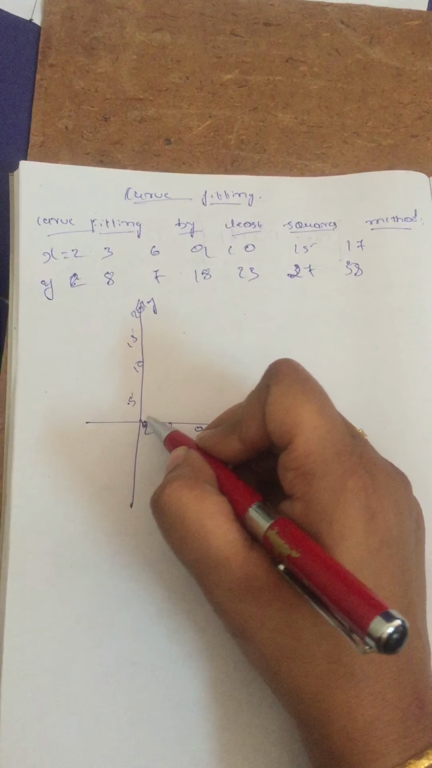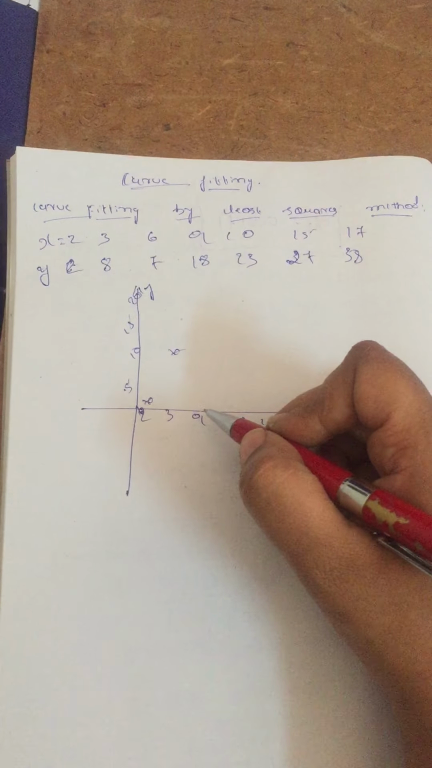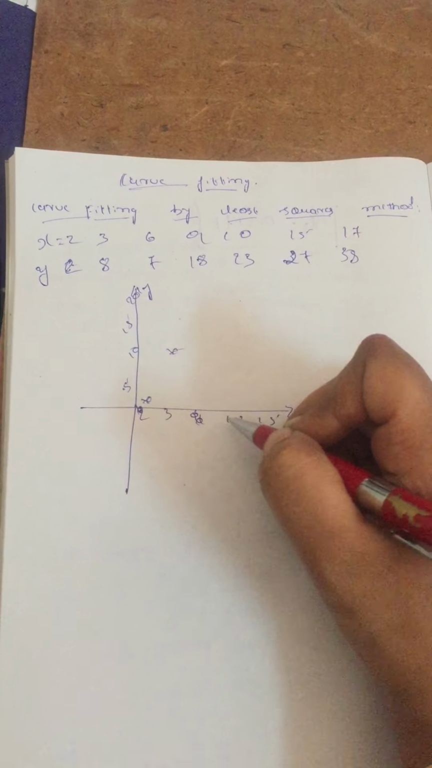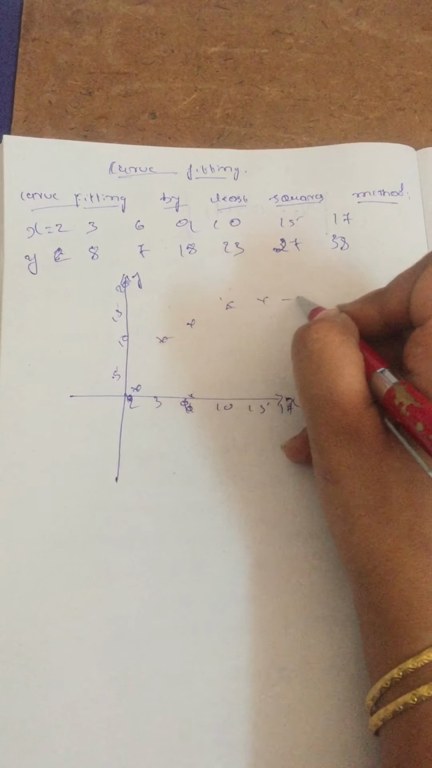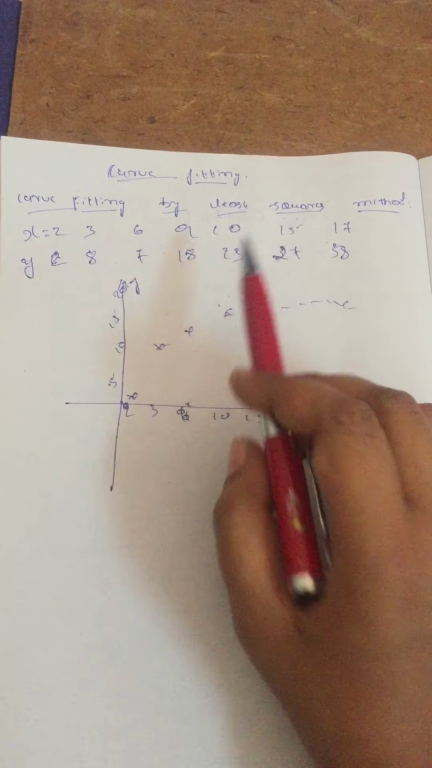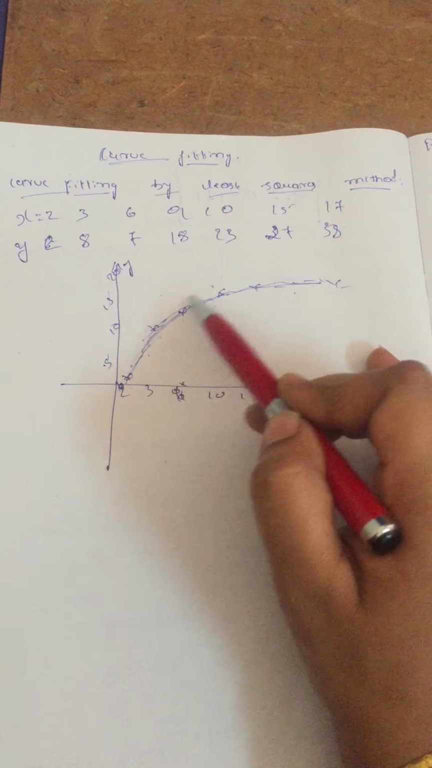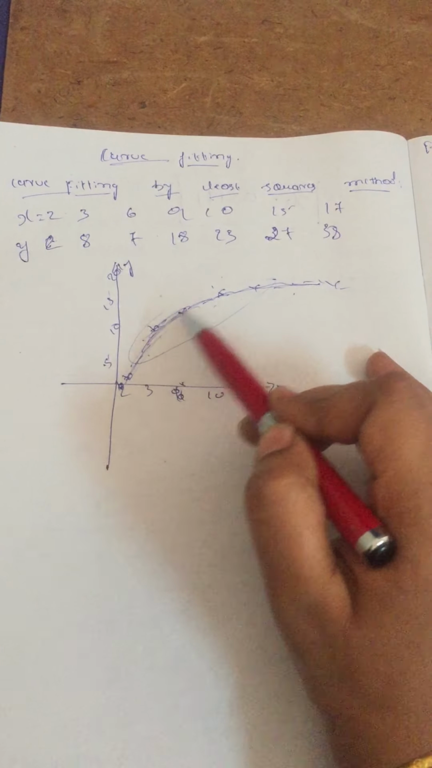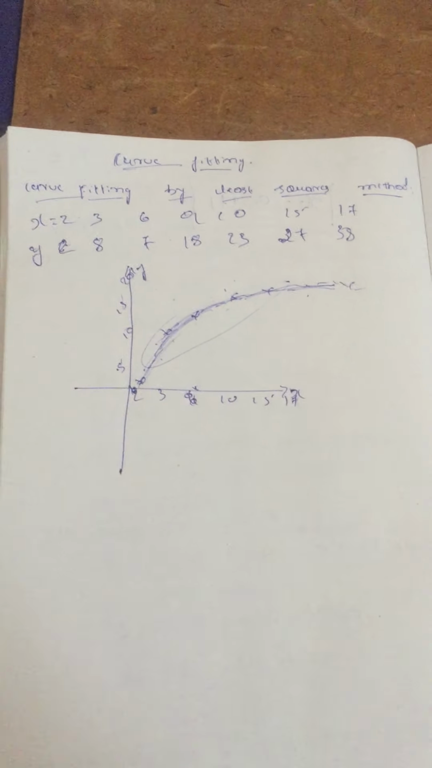Here x is equal to 2, corresponding y value is 2; x is equal to 3 means y is 8; x is equal to 6 means y is 11, like that. Depending on these points, we join them to get a line. But here we need to find the relation of these points, which means we need to find the equation of this line. So in this case we go to curve fitting.